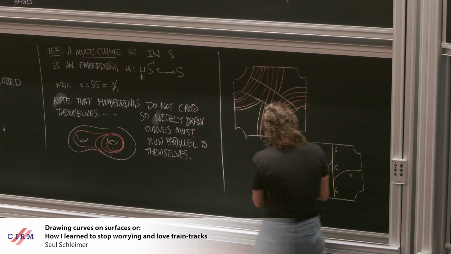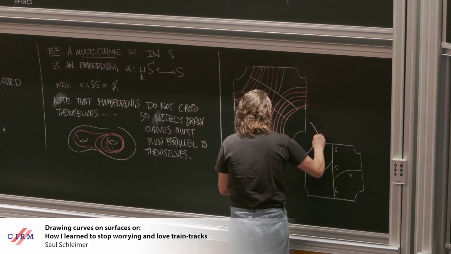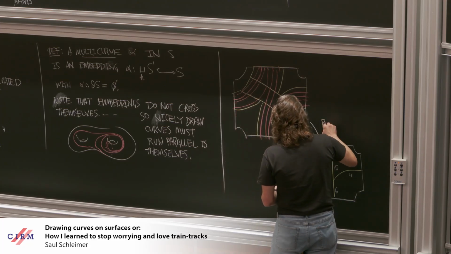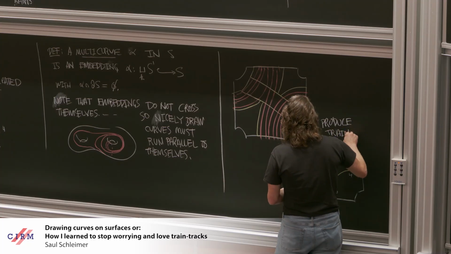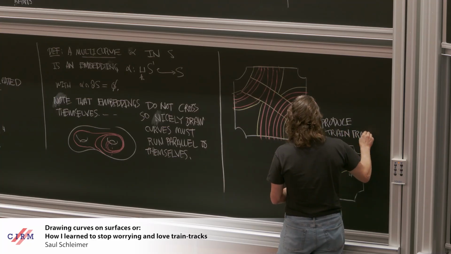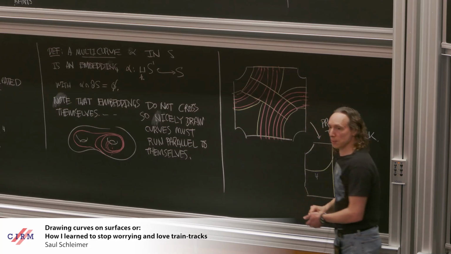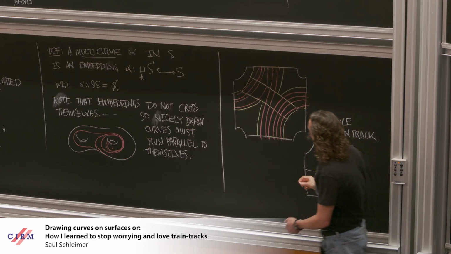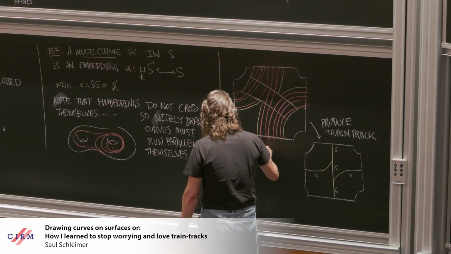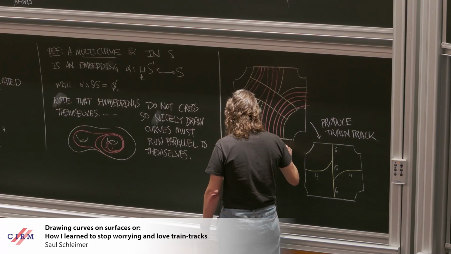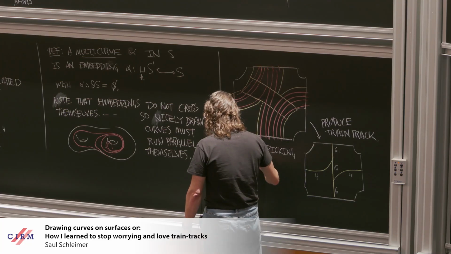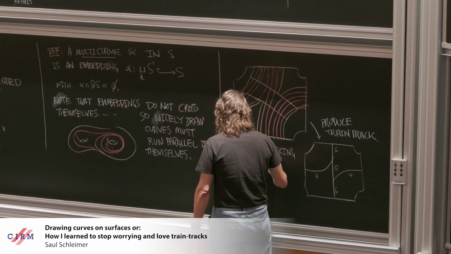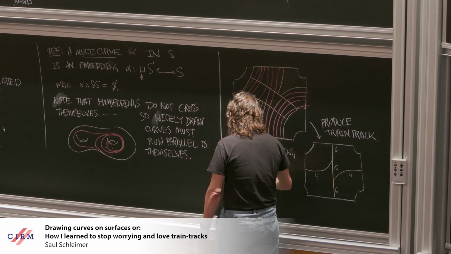So this process of thickening produces a train track by picking boxes of parallel strands.